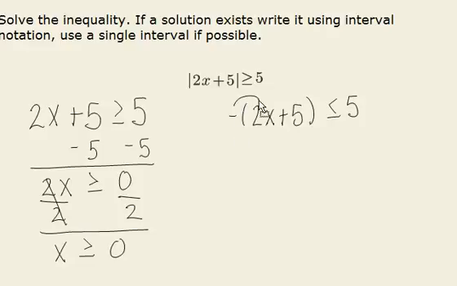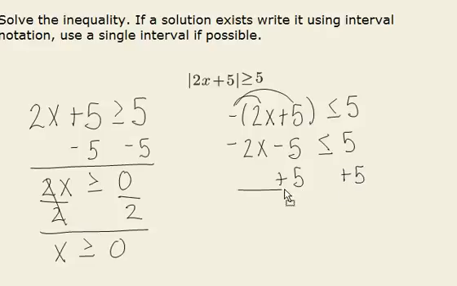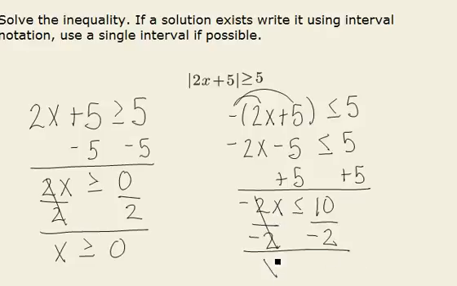Now the first thing we're going to do is distribute the negative. So we have 2x minus 5 is less than or equal to 5. Now once again we want to get x by itself, so we'll start by adding 5 to both sides. And we'll have negative 2x is less than or equal to 10. Then divide both sides by negative 2 to get x by itself. The negative 2's cancel out, and we're left with x is less than or equal to negative 5.